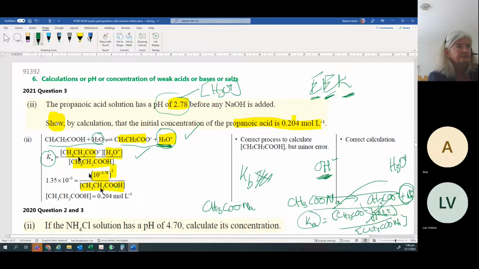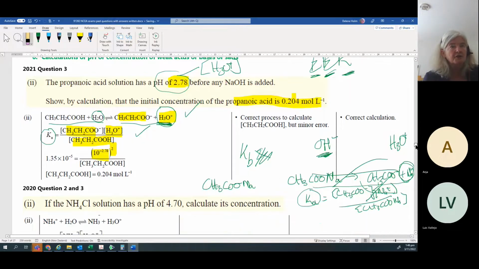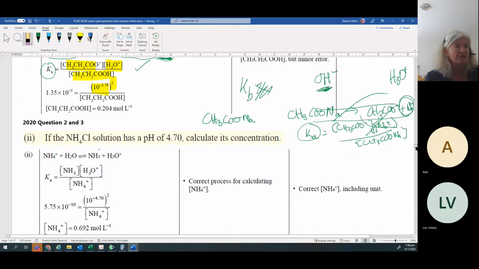Okay. So sorry, I better rub that out, because you've got to show it, and therefore that's why you've got to calculate it. So that is going to be an achieved and sometimes merit question in 2021. If you had everything correct, you got a merit.